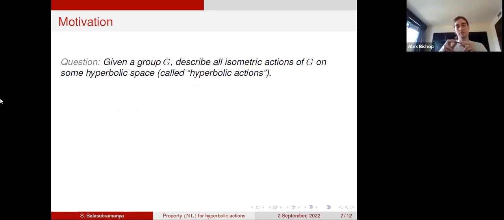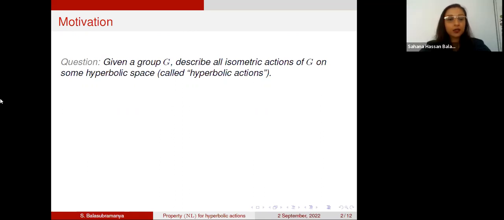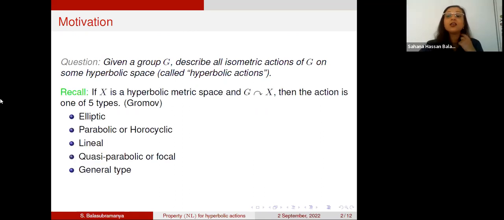And in case someone needs a refresher, for hyperbolic actions, the work of Gromov states that this action can be one of 5 types. It can be elliptic, parabolic, lineal, quasi-parabolic, or of general type. And what distinguishes these 5 actions from one another is the presence or absence of loxodromic elements and how those loxodromics behave. So to be a bit more precise, first of all, what's a loxodromic element?